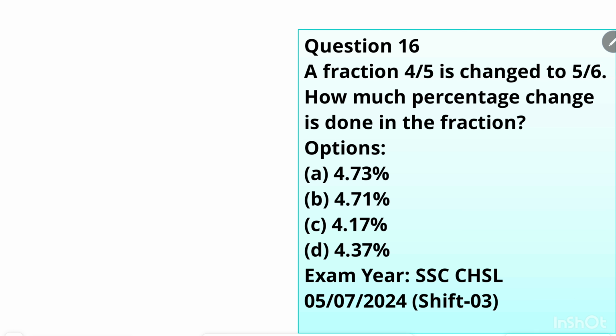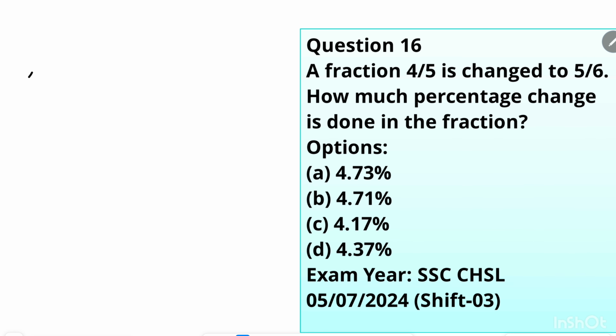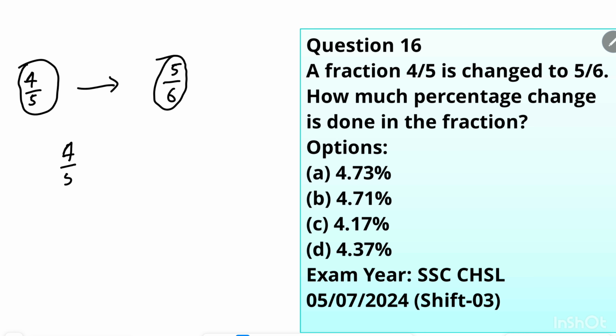A fraction 4/5 is changed to 5/6. How much percentage change is done? It is saying that a number which is 4/5, right? This is a number, but this is changed to 5/6, correct? Then how much change will be there? So in this type of question, what you need to do is write 4/5, and then you can write 5/6.